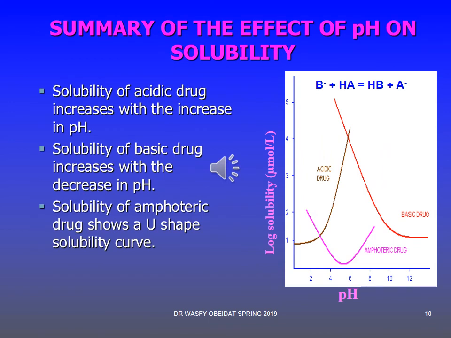This slide summarizes the effect of pH on the solubility of weak acids and bases and also on amphoteric species. You can learn from the figure that you see in this slide that the solubility of acidic drugs increases with the increase in pH, while the solubility of basic drugs increases with the decrease in pH. Also, you can see that the solubility of amphoteric drugs shows a U-shaped solubility curve, where it behaves as a base below a certain pH and as an acid above a certain pH. Please refer to the end of this handout for more practice examples on the effect of pH on solubility.